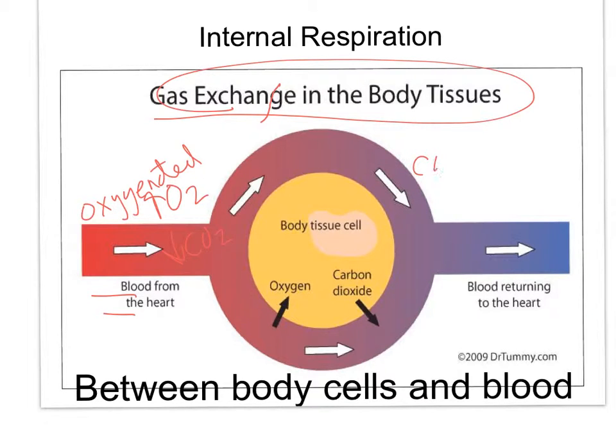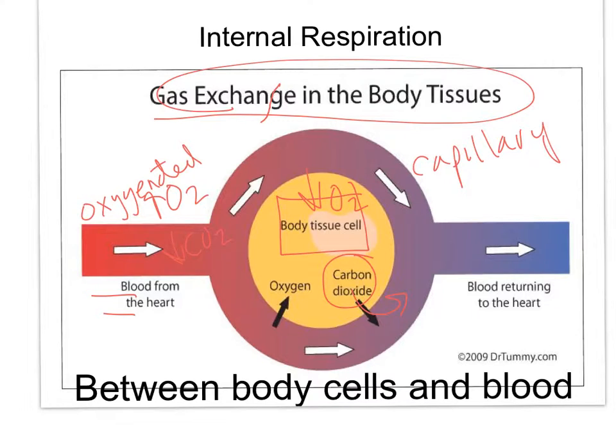So these would be the capillary beds where this exchange occurs. Remember, the capillaries are very thin walled, and this makes it easier for the gases to diffuse in and out. So in my body cell, I need oxygen. I've got low oxygen, so oxygen's going to diffuse in. At the same time, I am producing carbon dioxide as a waste product when my body cells are going through cellular respiration, and so CO2 is produced and it goes out.